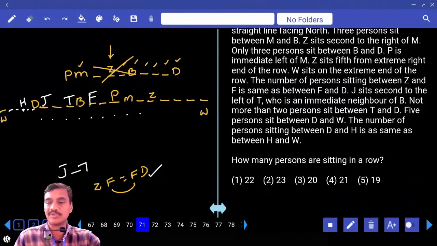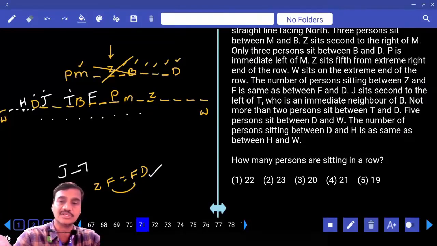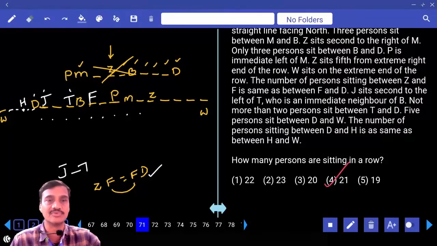Then coming back to this one, how many persons are there in this one? Yes, tell me total number of persons in this. Shall we count? 1, 2, 3, 4, 5, 6, 7, 8, 10, 11, 12, 14, 16, 18, 20 plus 1, 21. And its total number of persons is 21.